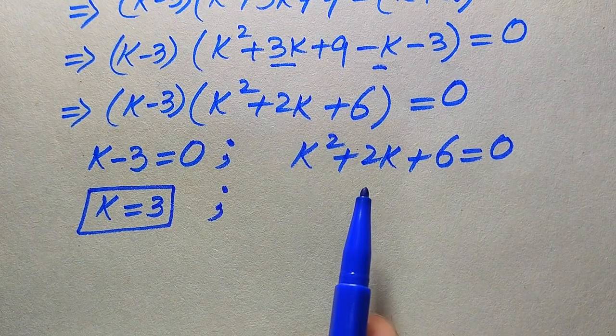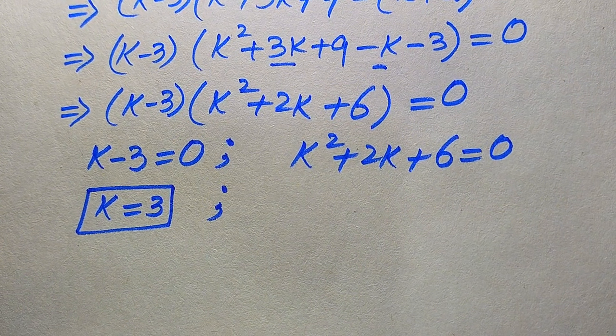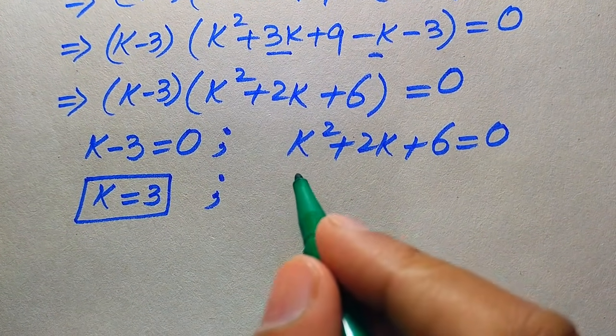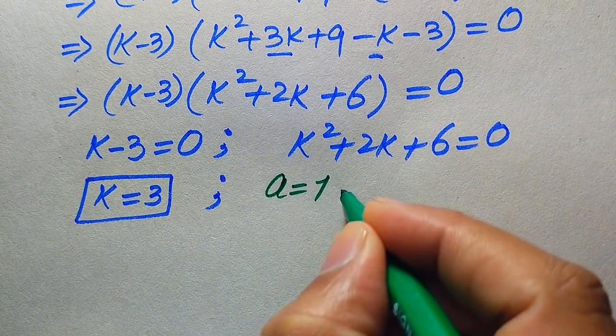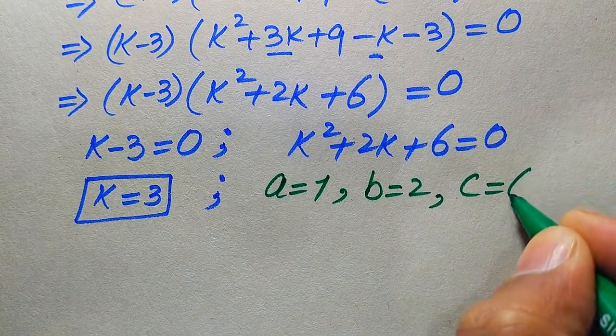find the other two values from this quadratic equation, and you know that there are three methods to solve the quadratic equation. The first method is the factorization method, the second one is the completing square method, and the third one is by applying the quadratic formula. So here we use the quadratic formula to solve this quadratic equation. For this we need to write the coefficients of this equation, and its coefficients are a equals 1, b equals 2, and c equals 6.